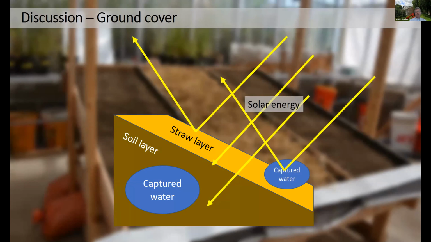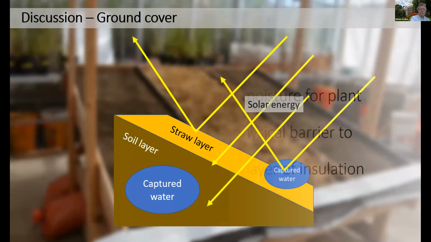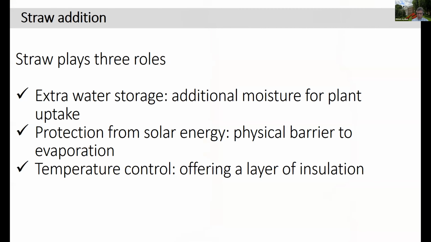In terms of ground cover, addition of the straw layer helps. This is basically providing three roles. One of them is extra water storage, which ties to the topics that I mentioned in the earlier slides, like two slides back. This is good for the plant uptake. Protection from the solar energy, because it's a physical barrier to evaporation. And then also a temperature layer, offering a layer of insulation. Obviously, that doesn't affect much in the greenhouse studies, because in the greenhouse the temperature is pretty constant, but that helps significantly in field studies, especially in dormant seasons.